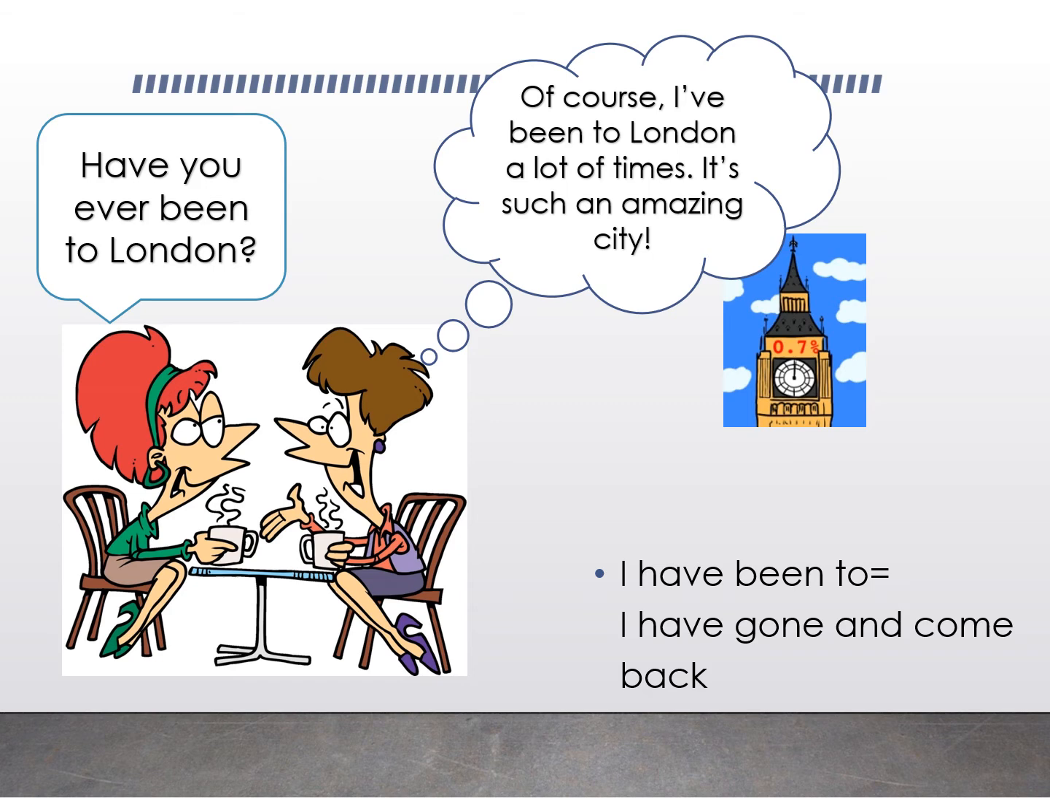So this means that she has gone and come back. She is not in London now. She is in her home. So the meaning of have been to is that the person has gone to the place and came back. This is the difference between have been to and have gone to.